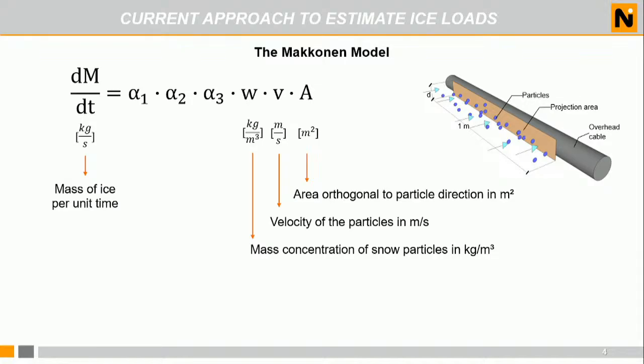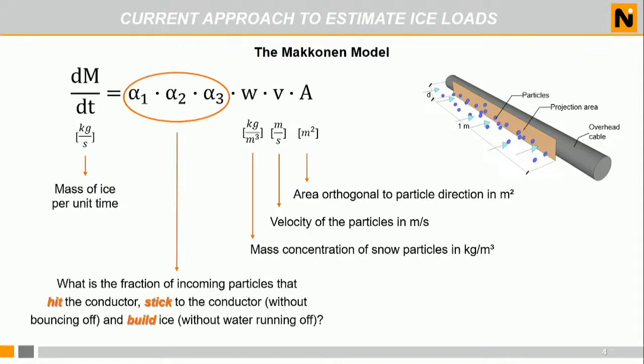But this is not all, because we have the so-called efficiencies. So one should know what is the fraction of the incoming particles which really hit the conductor and are not displaced at the side by the wind. Do all the particles that hit the conductor stick on the conductor or bounce off, and do all the particles that stick on the conductor really build ice, or maybe there is water runoff?